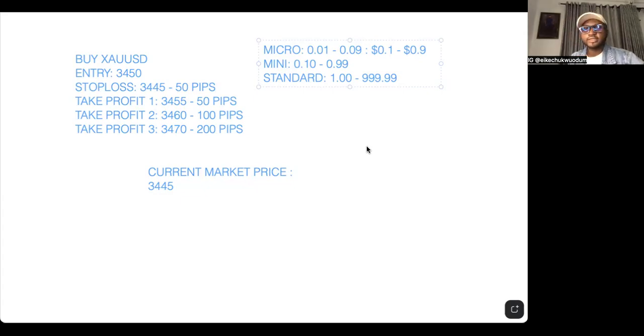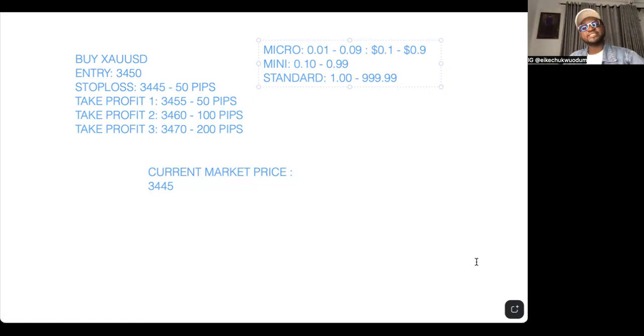Now, I want to just make sure that you get it. So what this means is if your lot size is 0.02, you've now increased your risk to $0.2 per pip. And at 50 pips, how much are you risking? 0.2 times 50. At 50 pips, how much are you risking? $10. So if this trade hits TP1, you're going to make $10. If it hits SL, you're going to also lose $10.